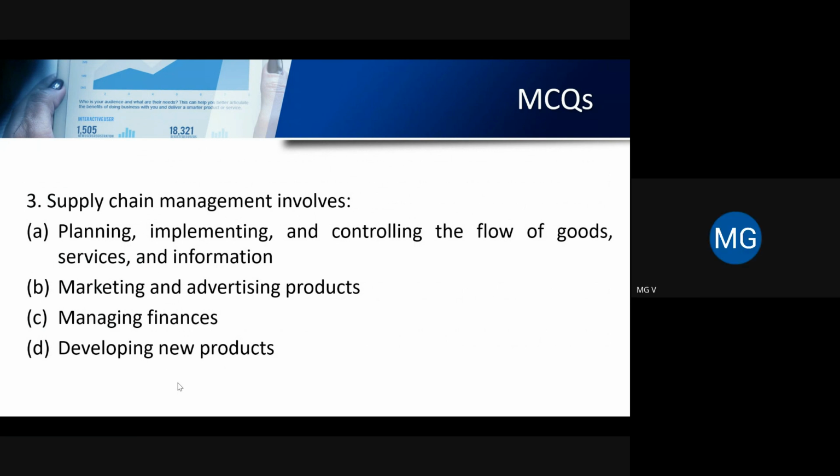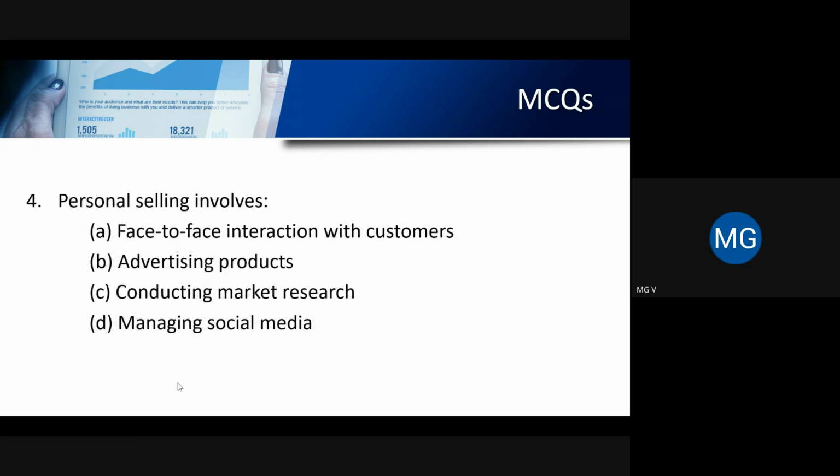Very right. Personal selling involves face-to-face interaction with customers, advertising products, conducting market research, or managing social media. Yes, ma'am. One-to-one interaction with customers. Yes, it is one-to-one interaction, and it is basically needed in B2B or where the product is highly complex in nature or highly technical in nature.